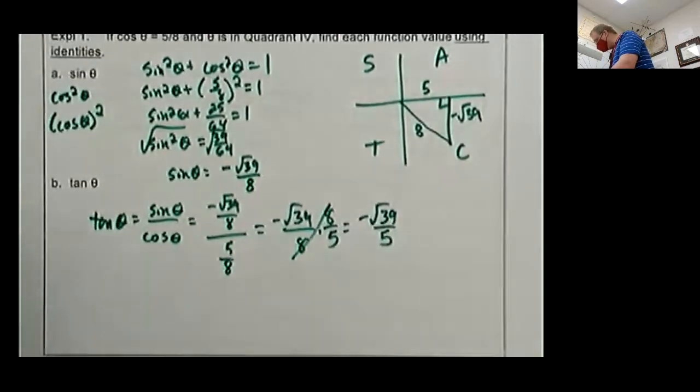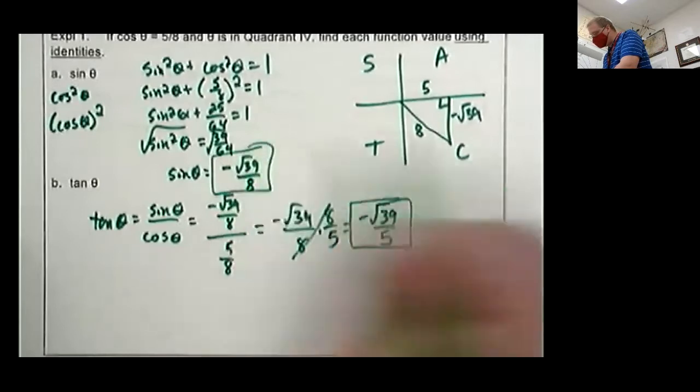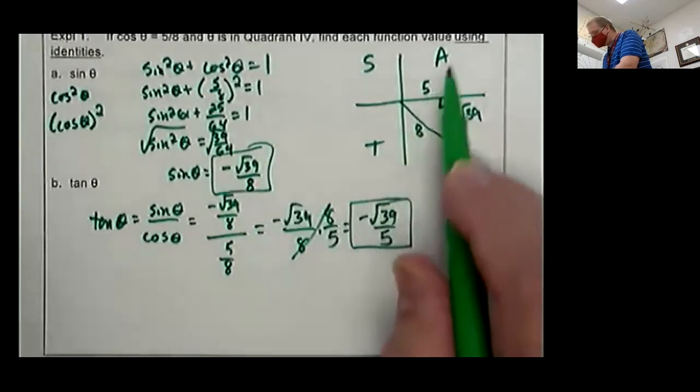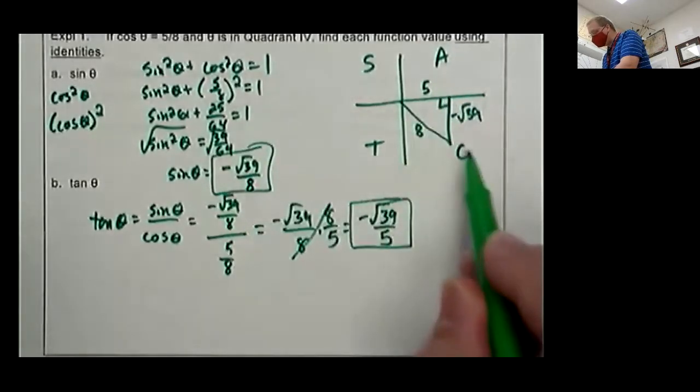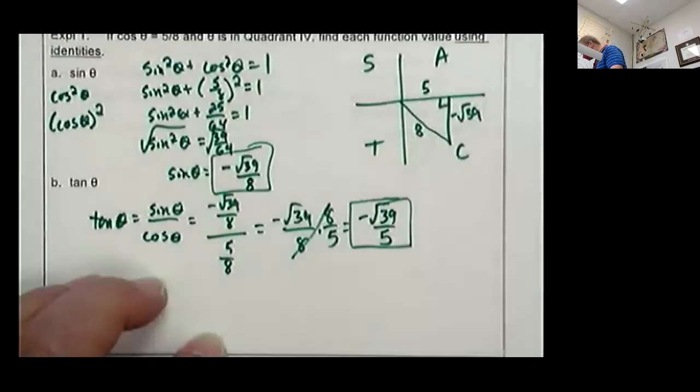We're going to check and see, does that match with our picture? Because tangent is only positive in the first and third quadrants, it has to be negative in the fourth quadrant, and that is a negative answer. So at least the sign's correct. That is the correct answer.